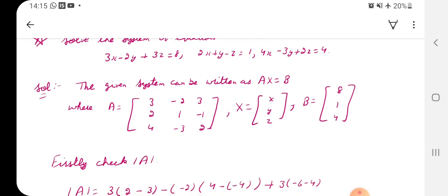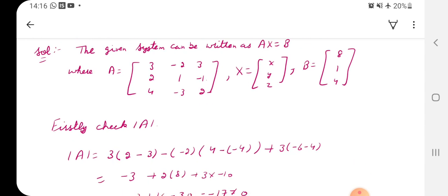So A will be your coefficient matrix: 3, minus 2, 3; 2, 1, minus 1; 4, minus 3 and 2. X will be your column matrix of unknowns, that is x, y, z. B will be the column matrix of constants on the right hand side, which is 8, 1 and 4.